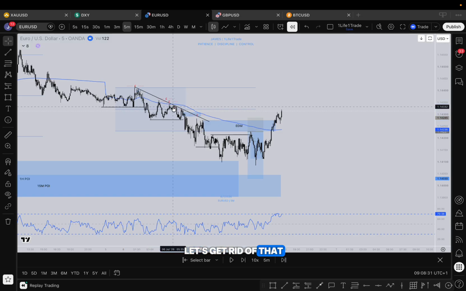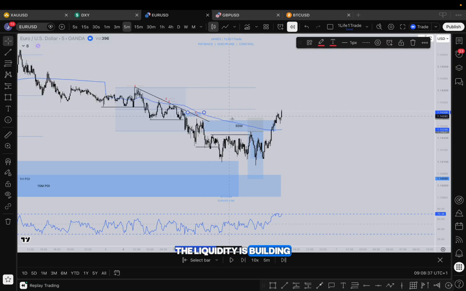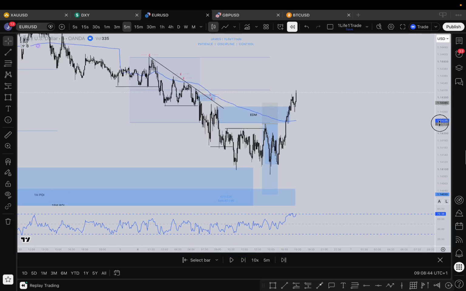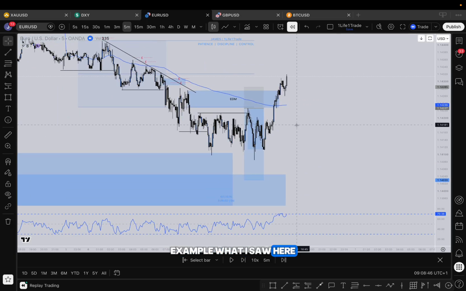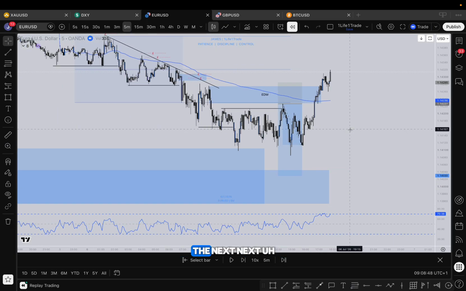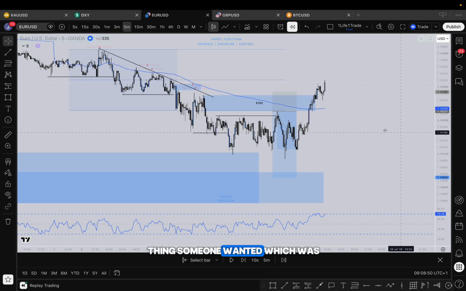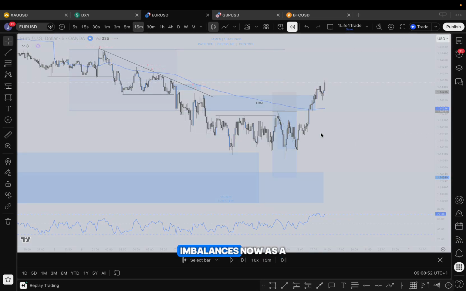Let's get rid of that. You know there's going to be more liquidity here. So look, the liquidity is building up, but that isn't where I was aiming for liquidity to take. I was just showing you as an example. What I saw here, which goes on to the next thing someone wanted, which was imbalances.